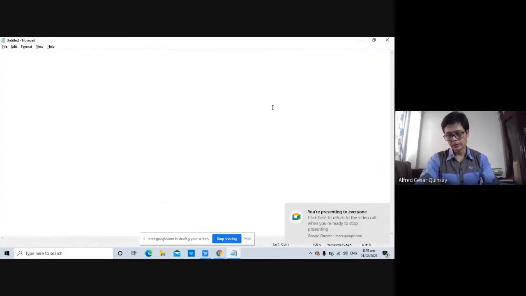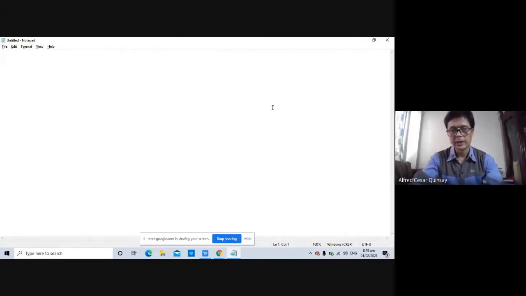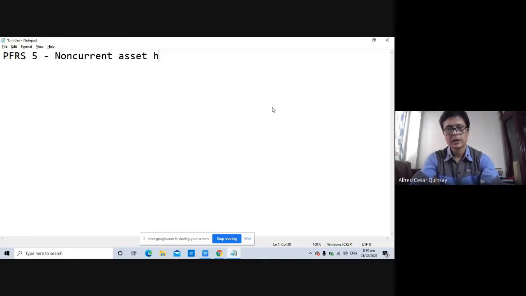Okay, so Chapter 32, which is non-current asset held for sale. So again, ito yung ano natin. This is under PFRS number 5, no? Okay, so this is non-current asset held for sale.